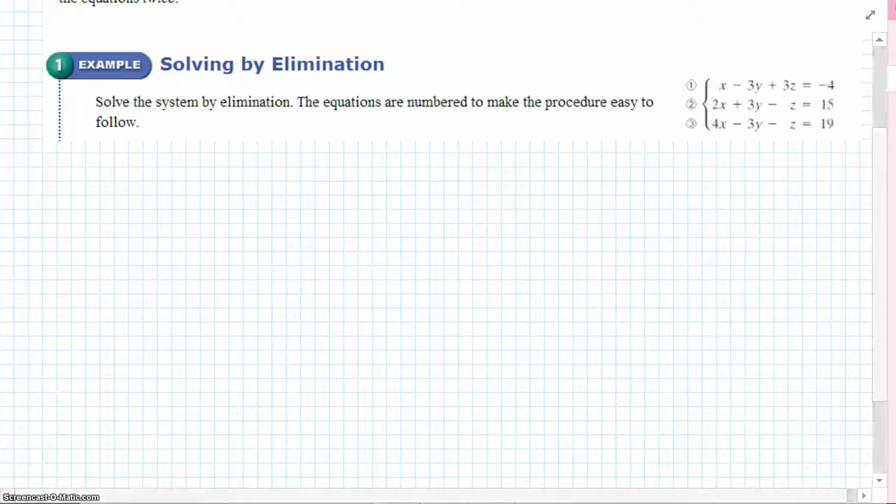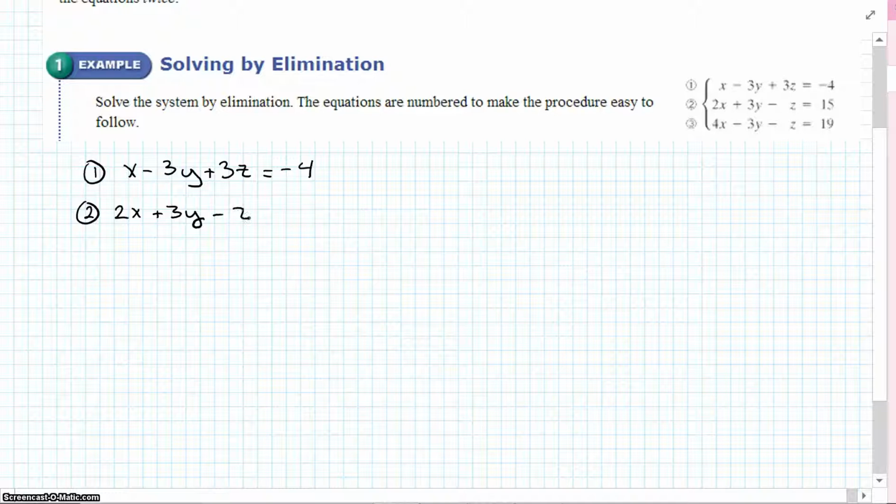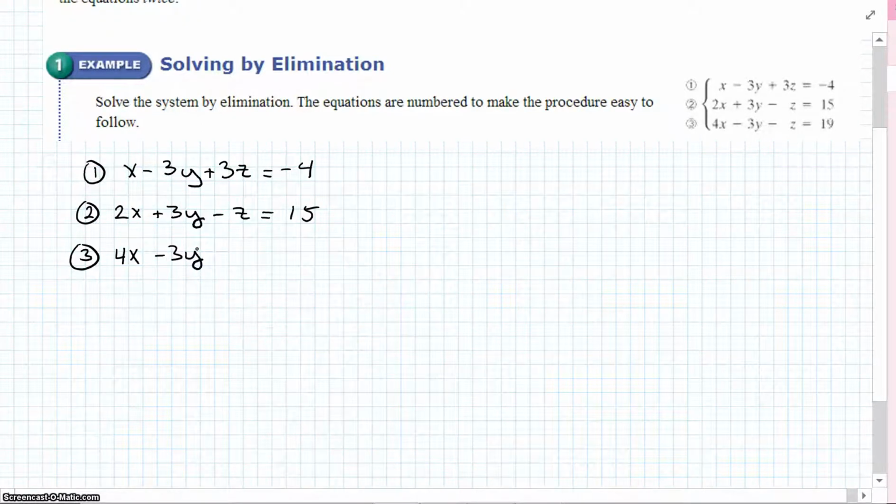We like to number our equations to help keep order of everything. So equation number 1 is x minus 3y plus 3z equals negative 4. Equation number 2 is 2x plus 3y minus z equals 15. And equation 3 is 4x minus 3y minus z equals 19. So that's the original set.